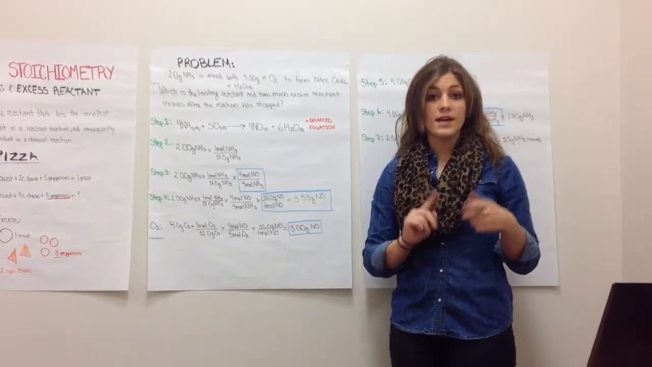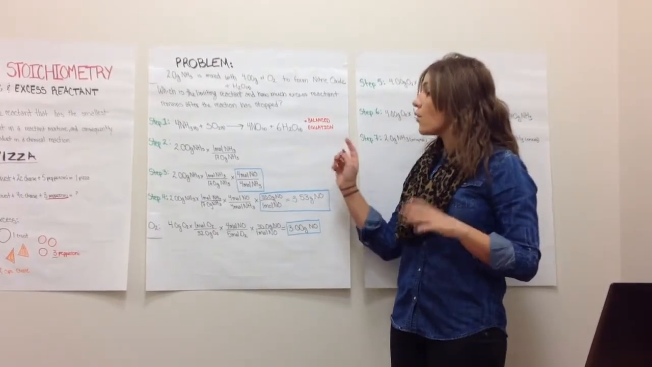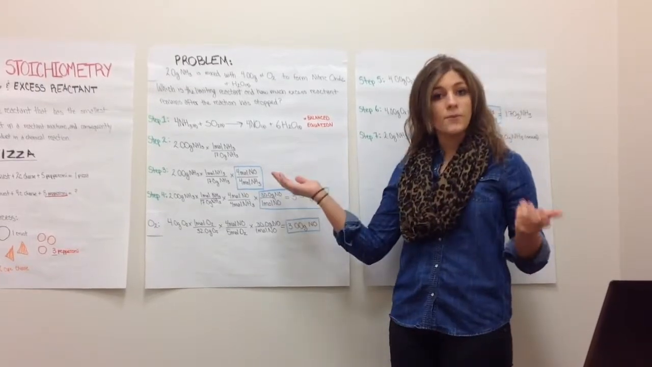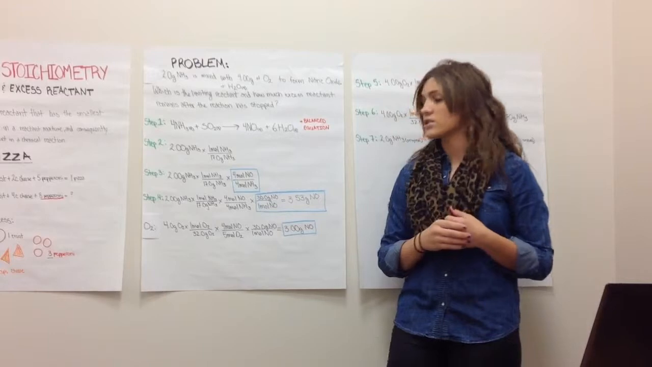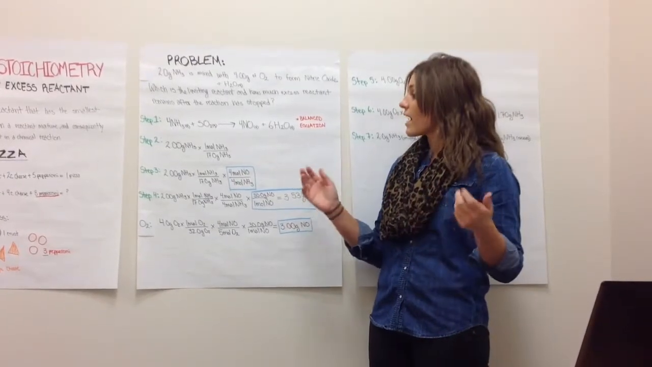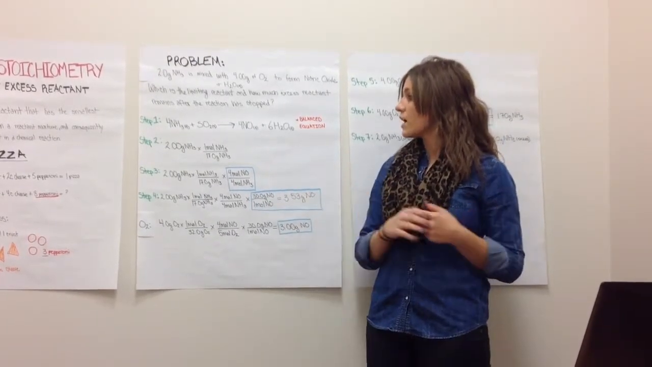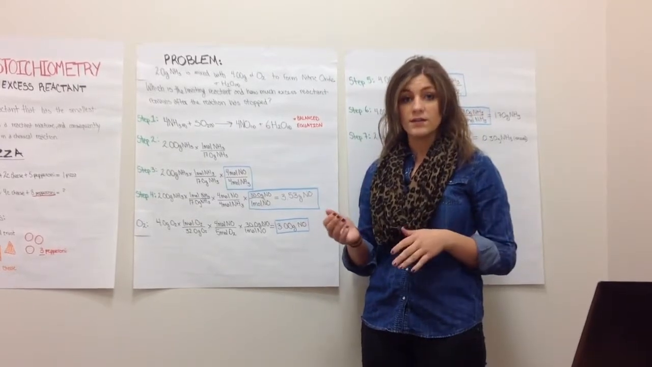So the first thing, and extremely important, is to always begin with a balanced equation. And our problem is already given to us. So we have 4 moles of ammonia plus 5 moles of oxygen, which reacts to form 4 moles of nitric oxide and 6 moles of H2O gas.